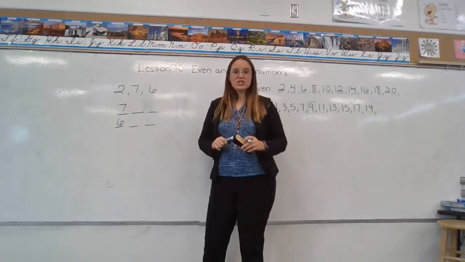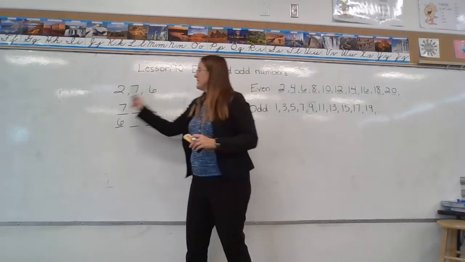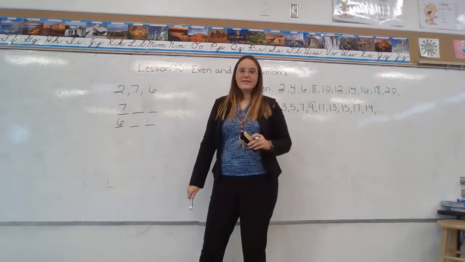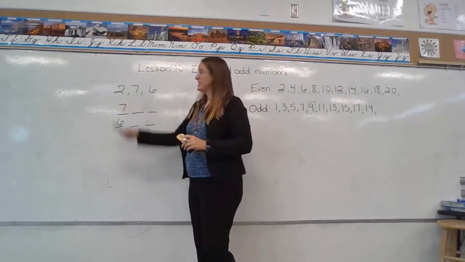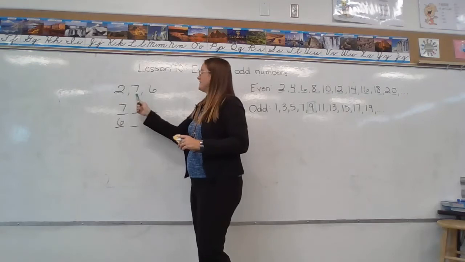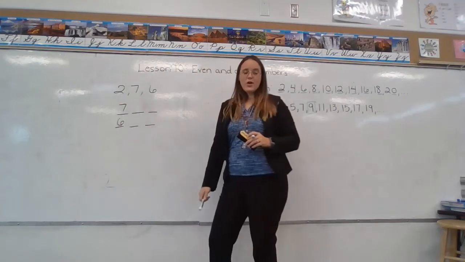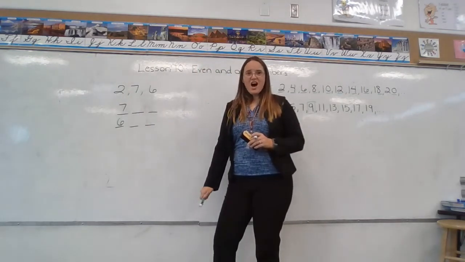Now, the last clue is that I'm creating a 3-digit odd number. So take a look at the digits that we have to work with here. I have 2, I have 7, and I have 6. Which of those digits is odd?